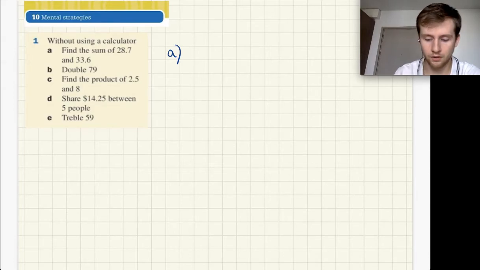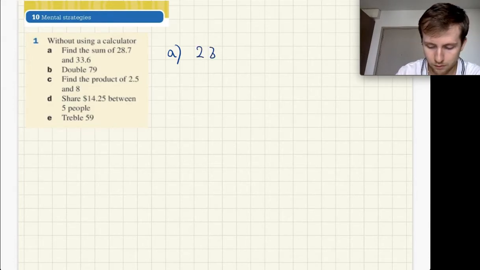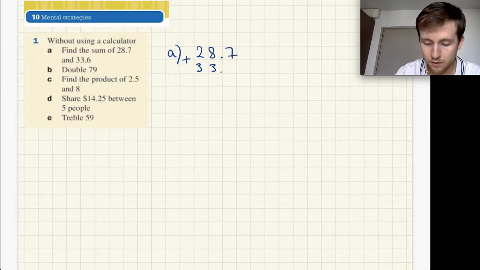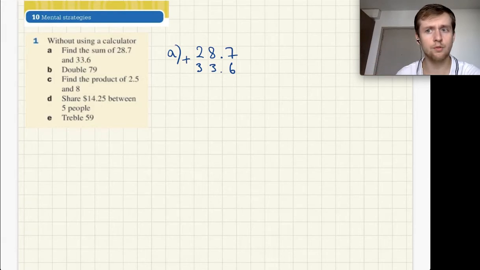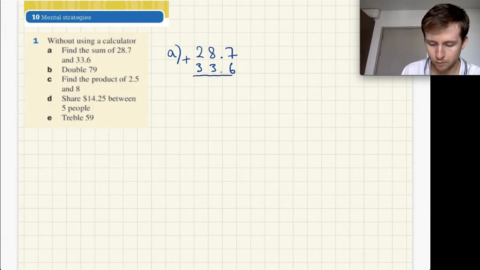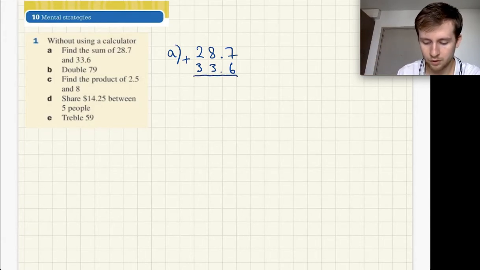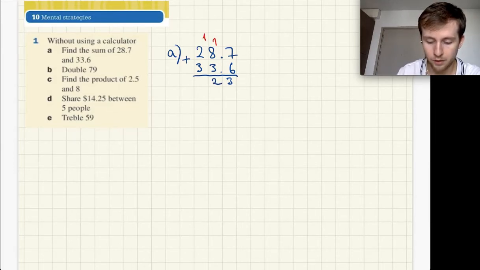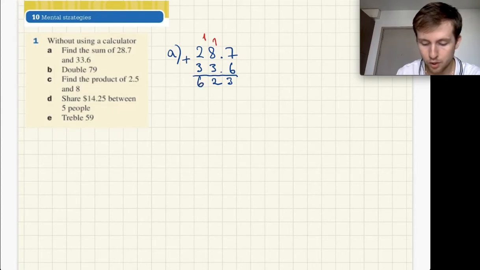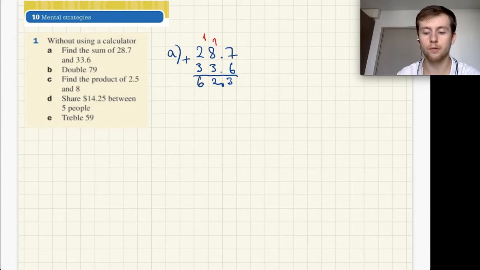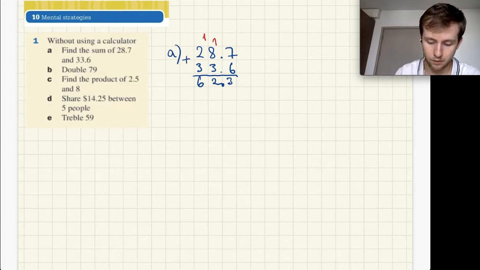A fairly easy example. So 28.7 plus 33.6. We can do this just like we do normal addition, but don't forget about the point. 7 plus 6 is 13, we keep 1. 8 plus 3, 11, plus 1 is 12, keep 1. And then finally we get 2 plus 3, 5, plus 1 is 6. So 62.3. Don't forget to keep this point, right?